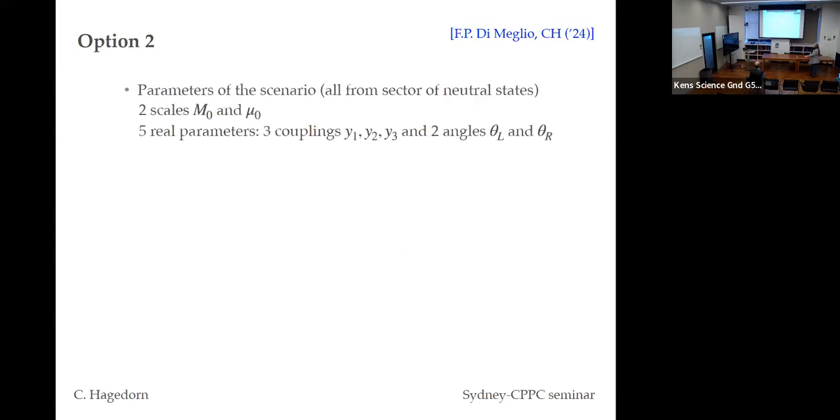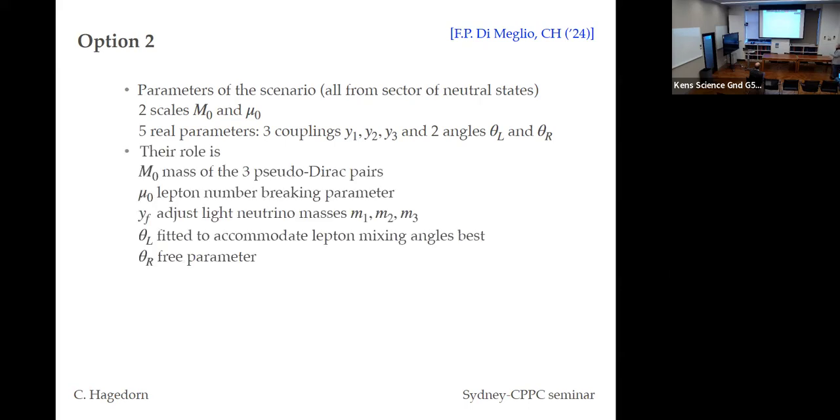So let's collect the free parameters. In addition to what we have seen in the YD, so these Ys and the theta L and the theta R, we have these two scales. So we have M0 and mu0. So how do you actually now understand, how do these scales translate into something which is physics?